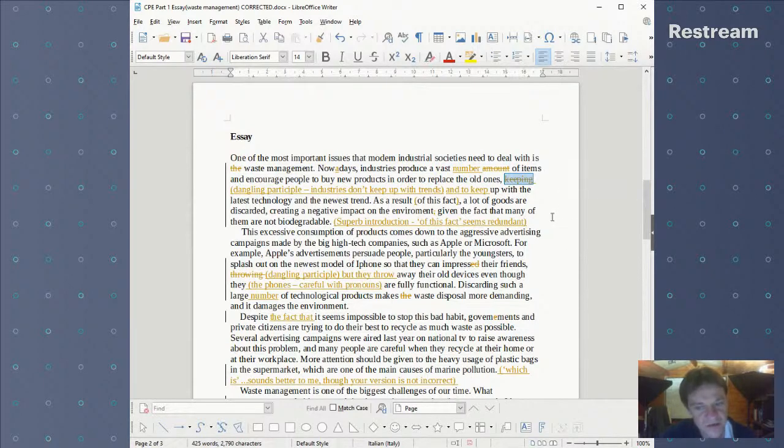He was trying to use a participle phrase, but I didn't like it. And it's because of dangling participles. This is obviously something I have spoken about before.